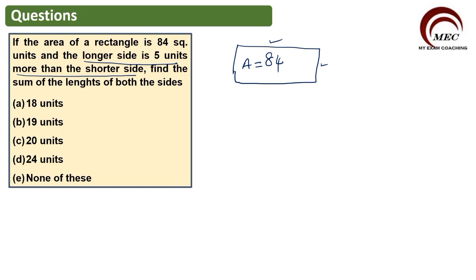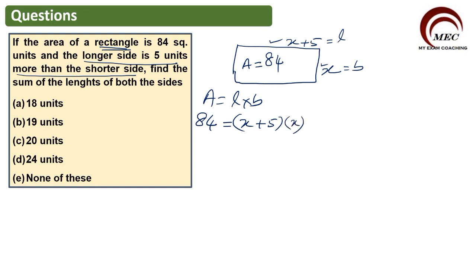So here you will take shorter side as x. Longer side will be x plus 5. What is the area? Area is breadth into length. This is length and this is breadth. So area is equal to L into B, the general formula for the area of a rectangle. Area is given to you, 84. 84 is equal to length x plus 5 multiplied by x.